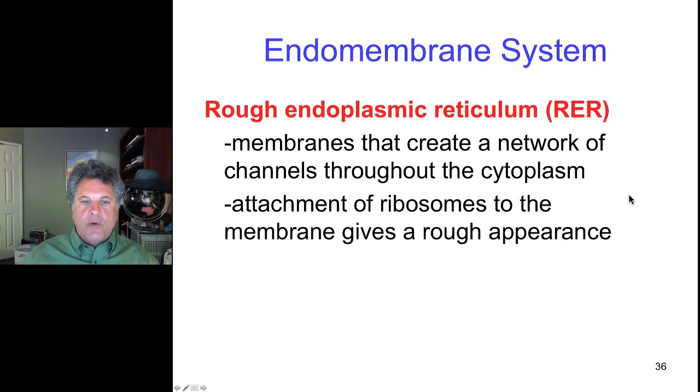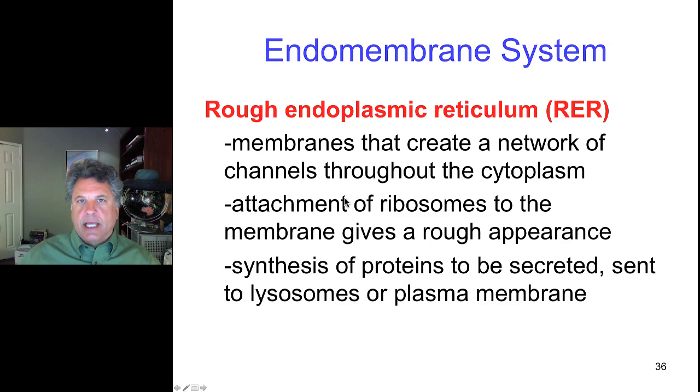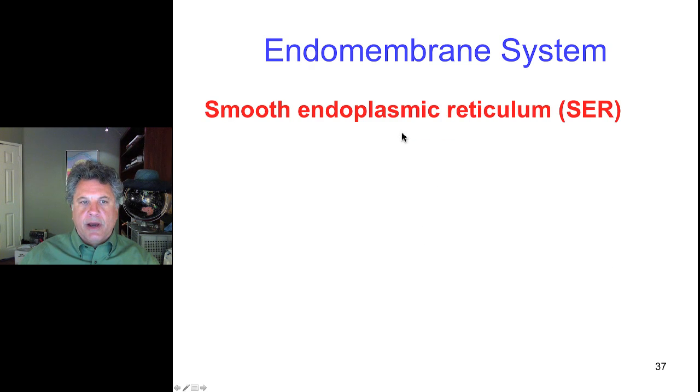We'll go over that in more detail a little bit later, but it is the attachment of ribosomes to the membrane of the endoplasmic reticulum that renders it the rough endoplasmic reticulum. It's called rough because that's the way it appears in electron micrographs. So again, the synthesis of proteins on ribosomes, those proteins that are going to be secreted or sent to lysosomes or the plasma membrane, are made on the ribosomes associated with the rough ER.